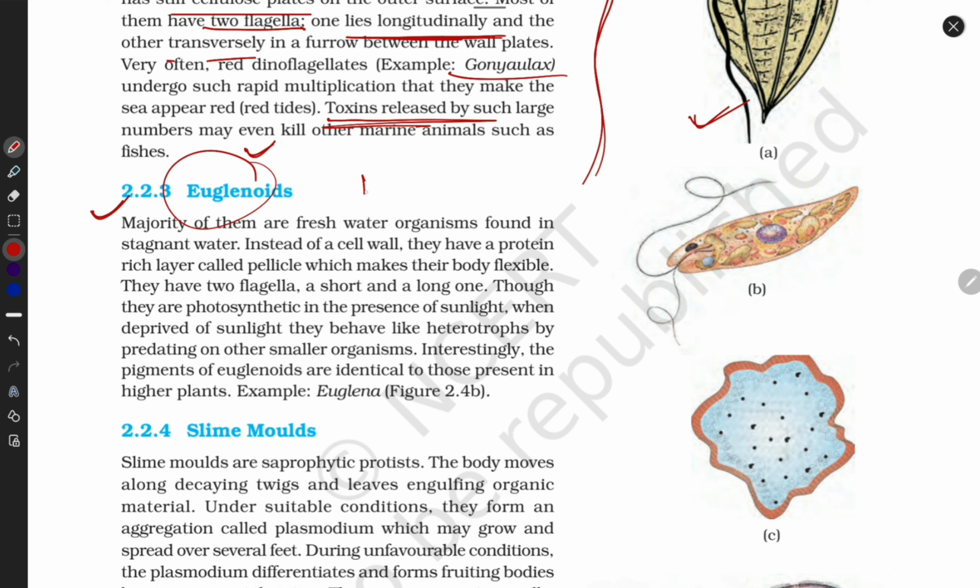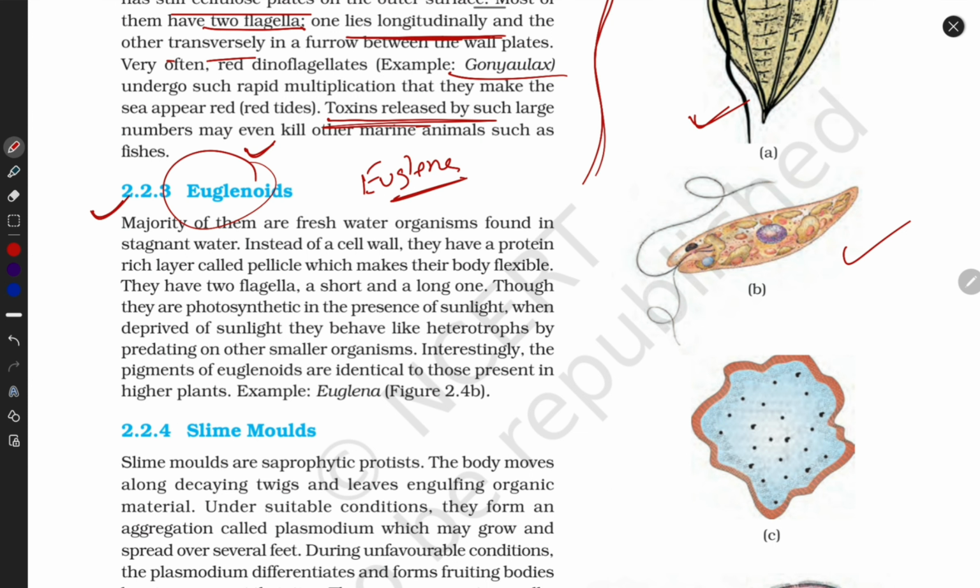Now next is euglenoids. You are all familiar with euglenoids, guys. This is not a new thing. This is Euglena. Do they have flagella or not? Look here, they have flagella. So what are flagella helpful in? Locomotion. One flagellum is, look here, the difference, look here.